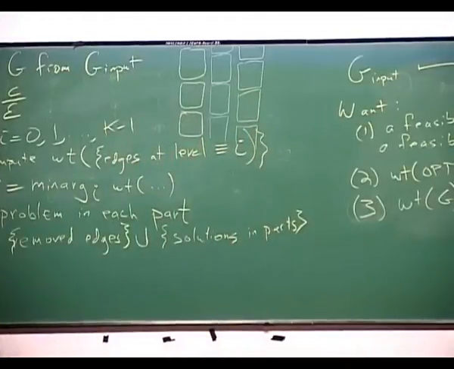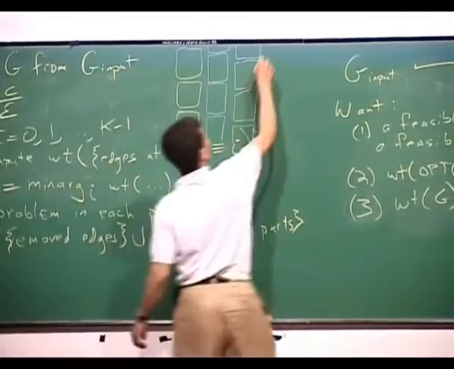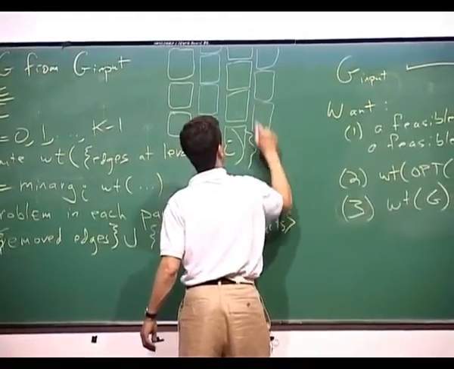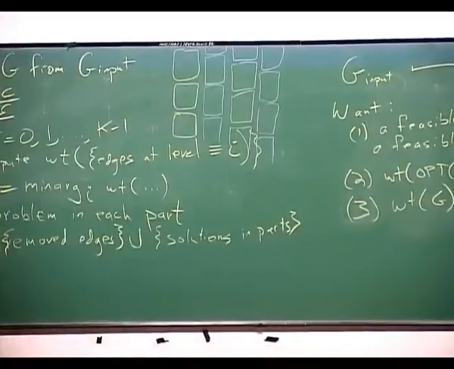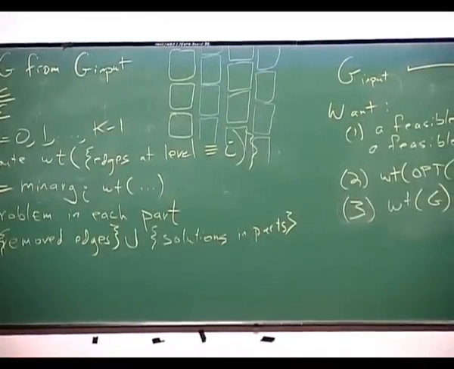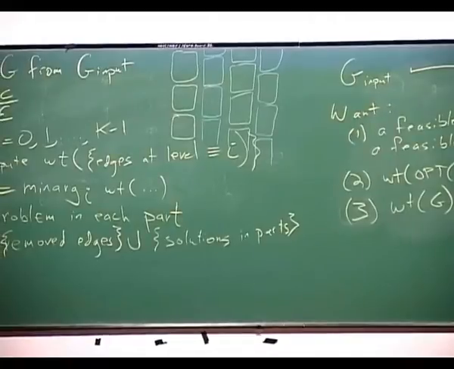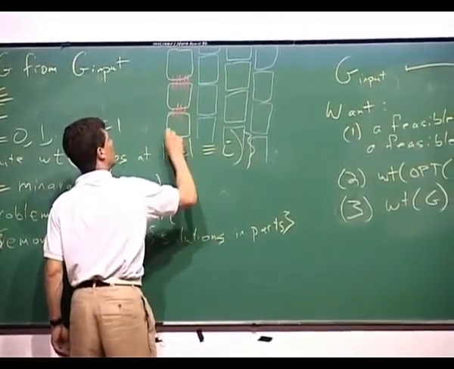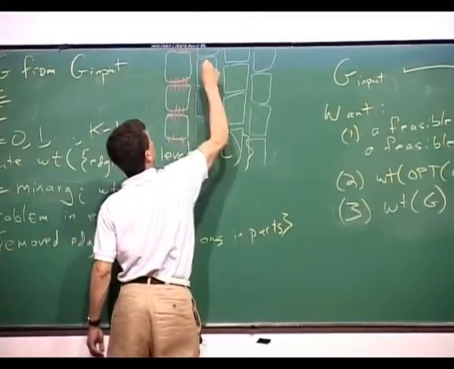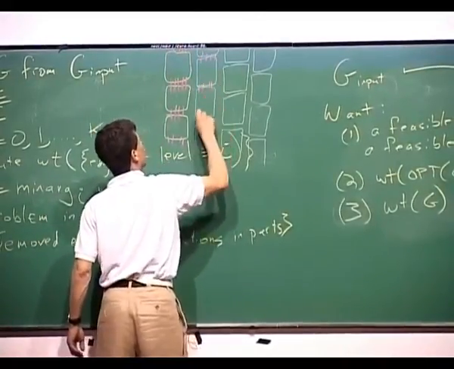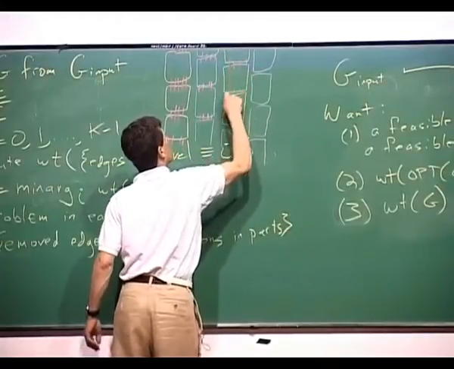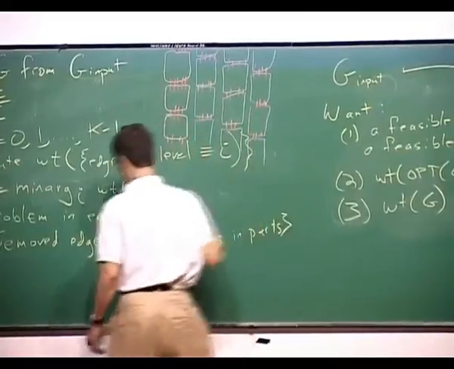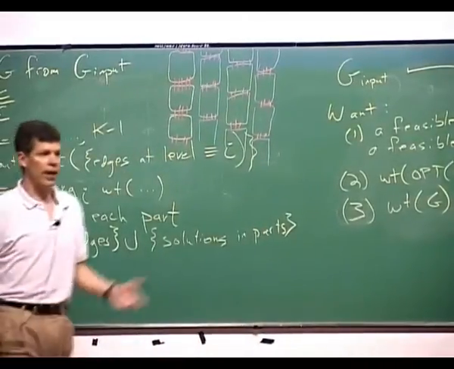And so on. I'll do one more. Okay? And the edges that you have to separate, in this case, it's these edges. In this case, it's these edges. These. Okay, so they're all disjoint.